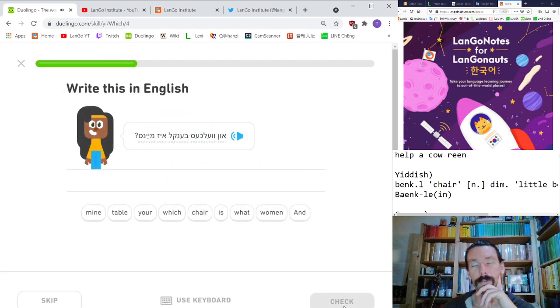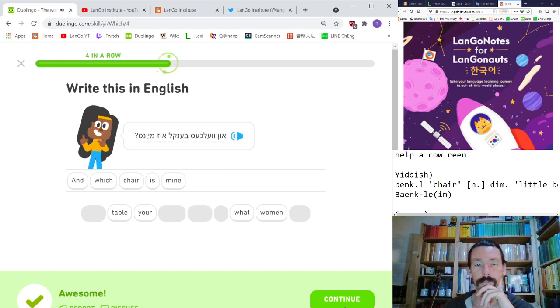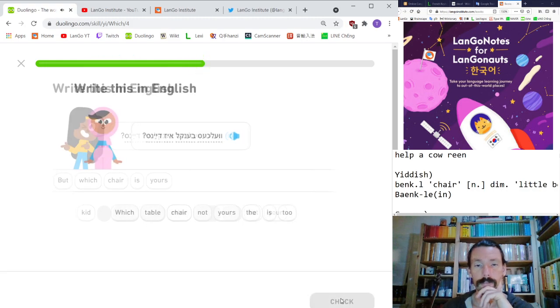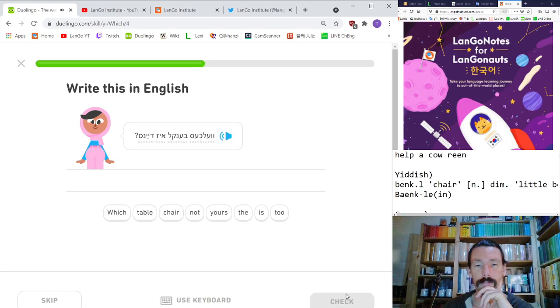Welches Bänkel ist meins? Welches Bänkel, which chair, is meins? Aber welches Bänkel ist deins? But which chair, Bänkel, is meins? Is deins, yours. Welches Bänkel ist deins? Welches neuter chair is deins?